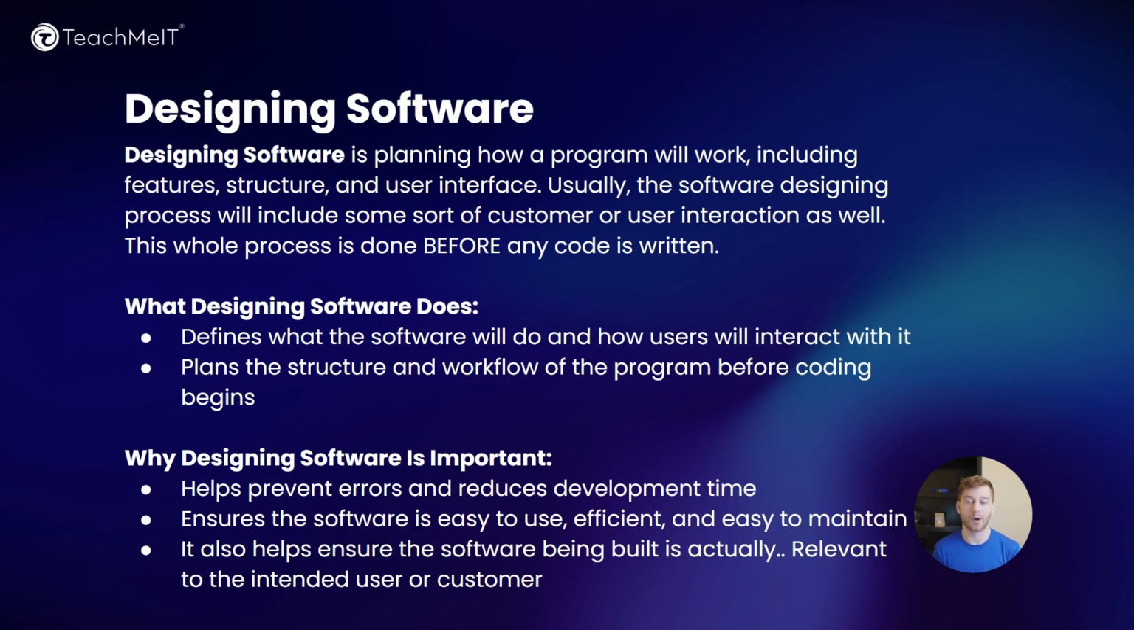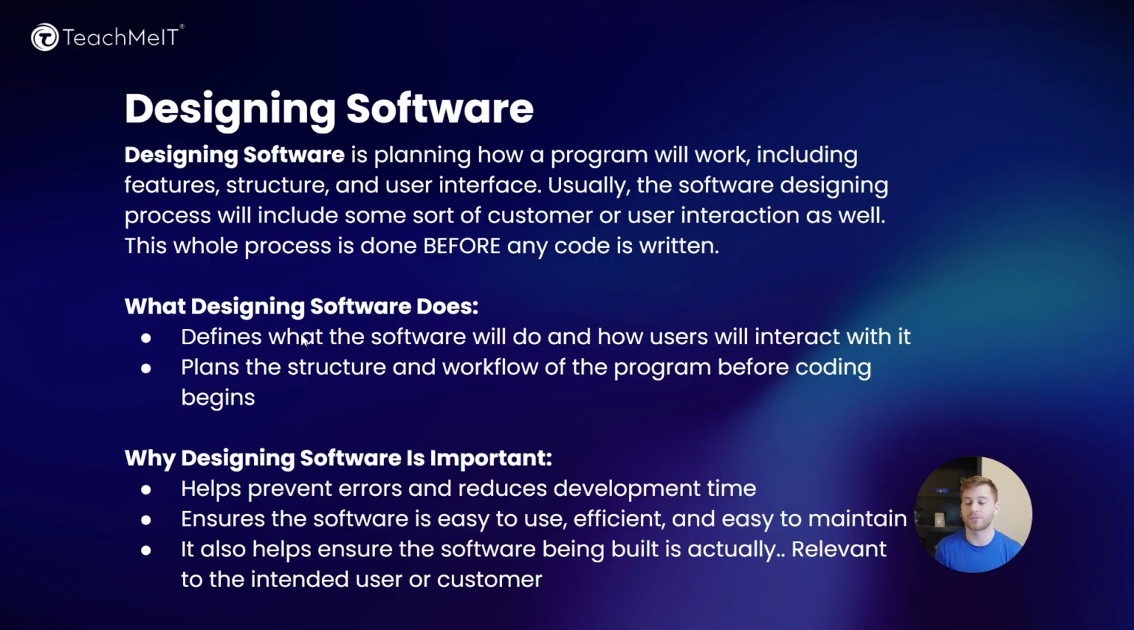Next up is actually designing our software. So this is planning how our programs, applications, or software will work, what features and structures and user interfaces it will have. And usually the software designing process, like I mentioned earlier, will include some sort of customer or user interaction as well to ensure that we're meeting their needs. This whole process of designing is done before any code is actually written or before the whole process of building out code or writing it is actually performed.